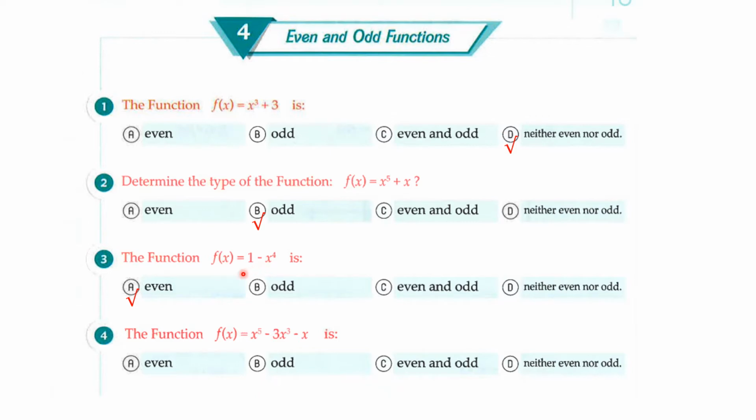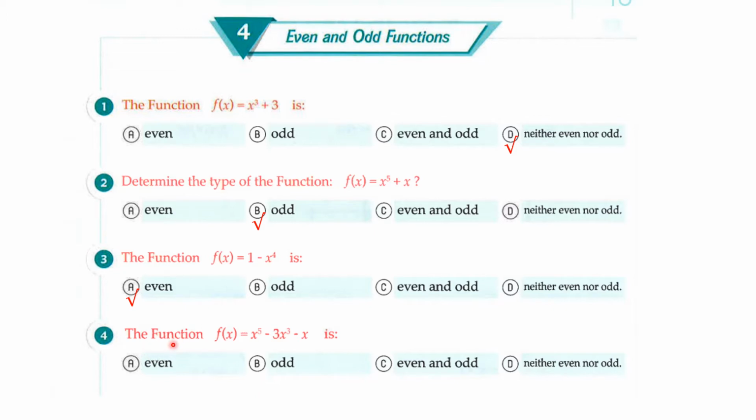Even power and a number, it's even, because if you substitute f of negative x, this will stay x to the power 4 because it's an even power, and this will stay as it is, the same sign. But in the Tahsili test, there's no time. You don't need to do substitution. Just look. It's all even powers, it's even. It's all even powers and a number, it's even. Even and odd, it's neither.